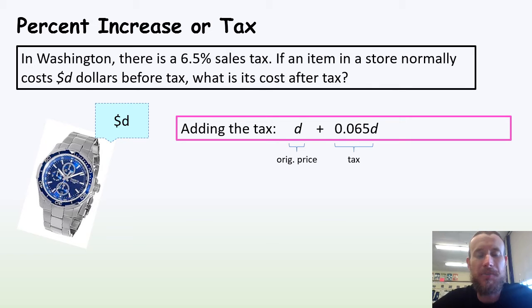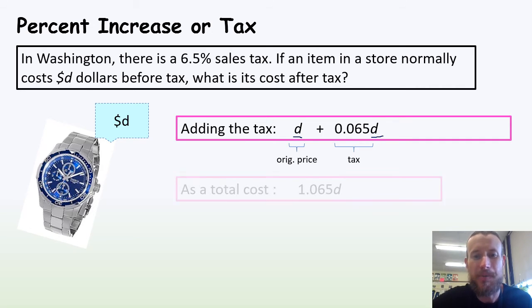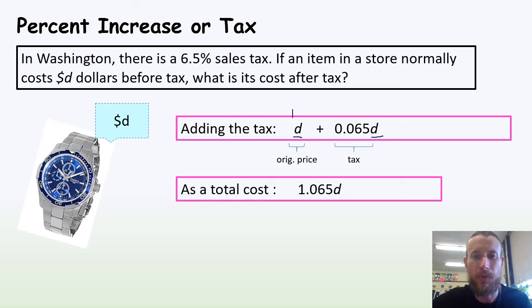Well, how else can this expression be written? It can be written in a slightly different way. Both of these terms have a D in them, so we would call them like terms. As we mentioned, this D, the original price, is really worth 1. It doesn't show its coefficient, but its coefficient is 1. So if we go ahead and add 1 plus 0.065, that gives us 1.065. This represents the total cost, including the tax, all as just one quantity or one term.